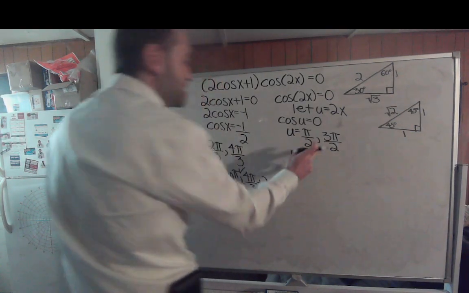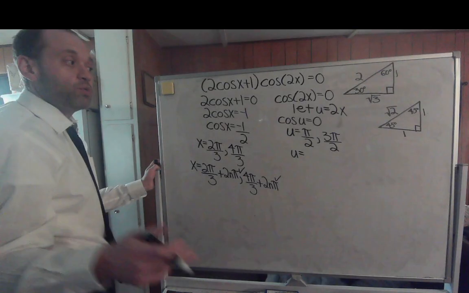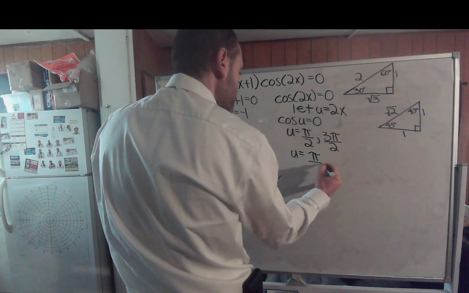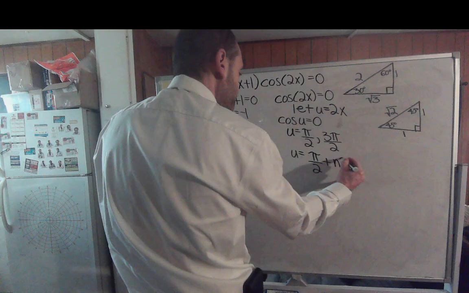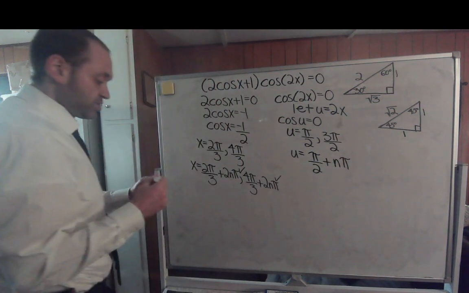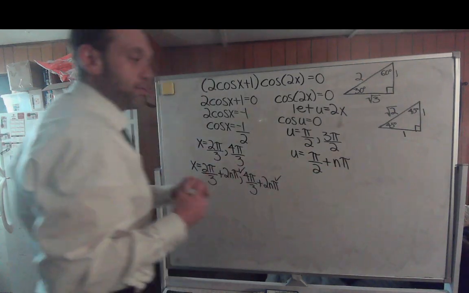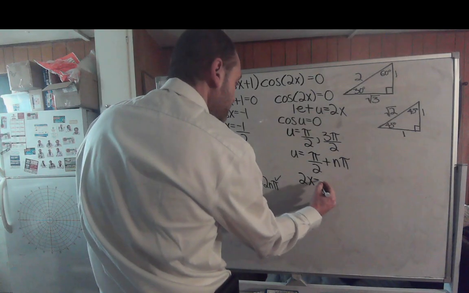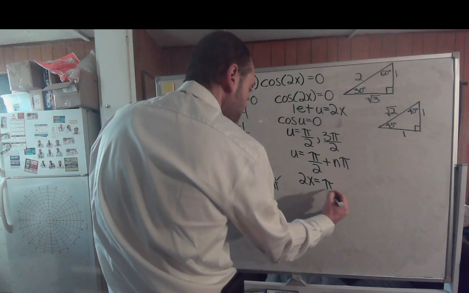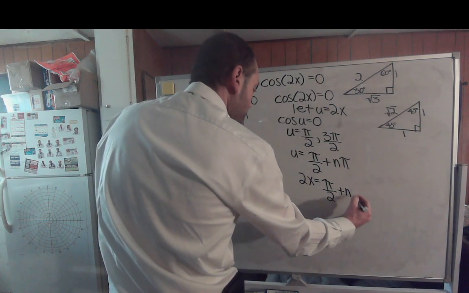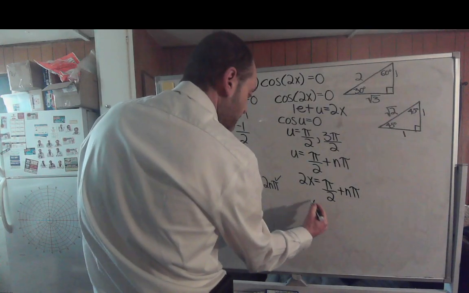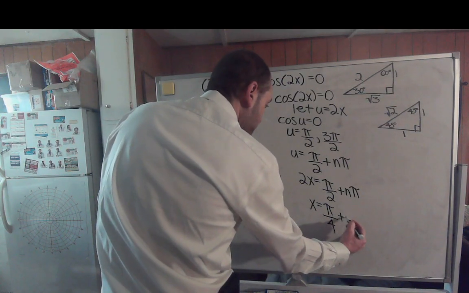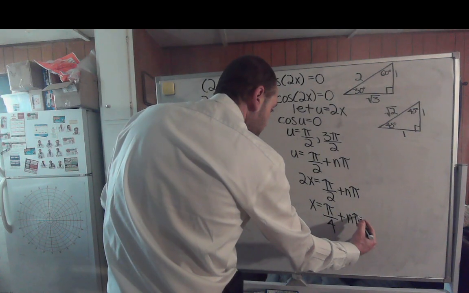Now, isn't it true that if you take pi over 2 and add pi to it, you'll get 3 pi over 2? So in general, to start with, you'll have pi over 2 plus any integer multiple of pi as your general solution. So you would get pi over 2 plus n pi. However, we're not done yet. We have to put in 2x for that u, so you would get 2x equals pi over 2 plus n pi, which then if you solve for x, you'll get x equals pi over 4 plus n pi over 2.